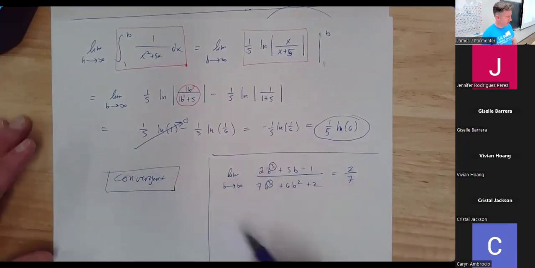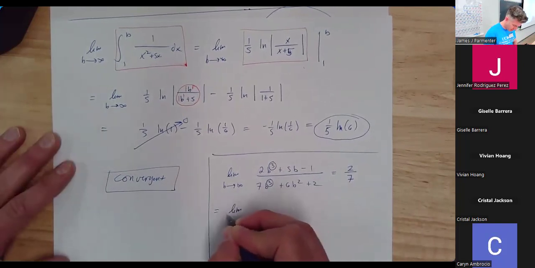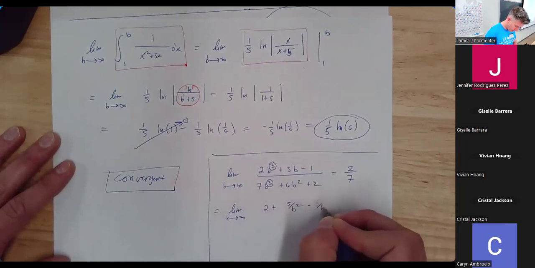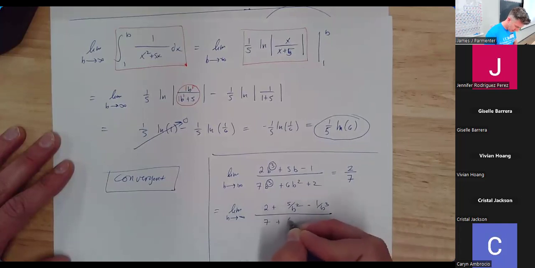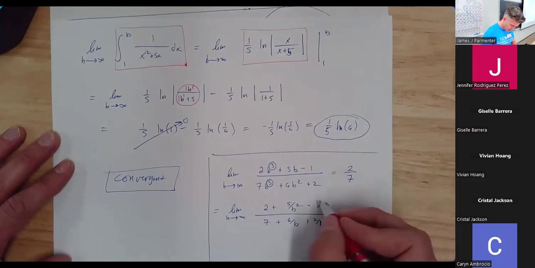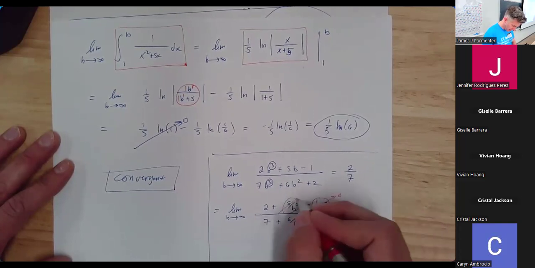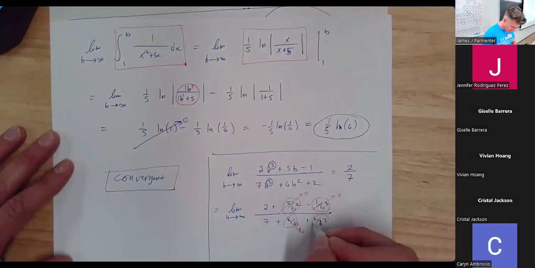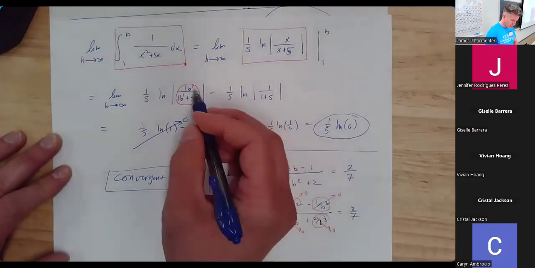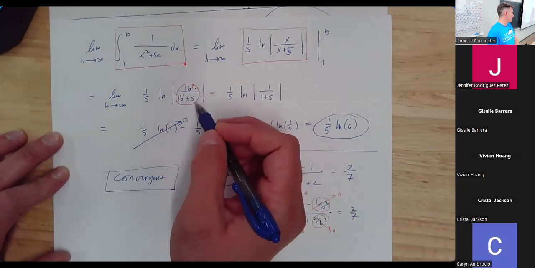If you actually wanted to show your work here, which you shouldn't have to do, the work is to divide everything by b cubed until you get 2 plus 5 over b squared minus 1 over b cubed over 7 plus 6 over b plus 2 over b cubed. Everything being divided by some power of b, since b is getting infinitely large, gets really small, and you're left with 2 over 7. Same idea is true here. You could divide everything by b, and then you'd have 1 over 1 plus 5 over b, and the 5 over b would go to 0.